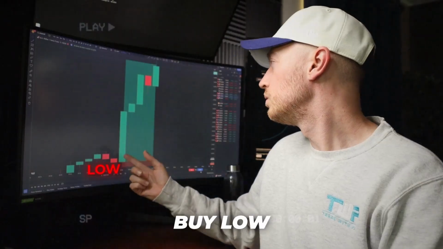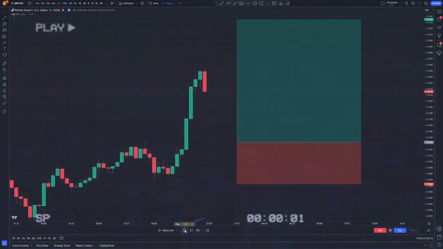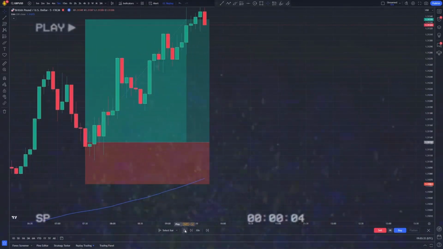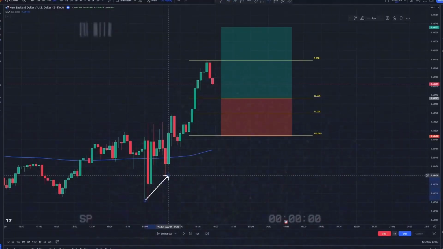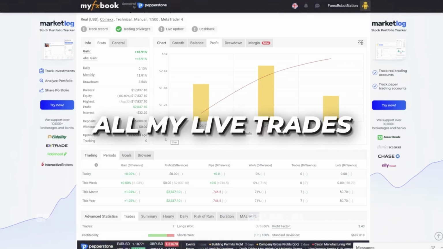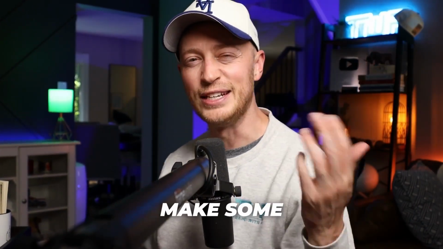3K every 3 days with one free indicator. Every trading expert always says buy low, sell high. To do this, you want to let price push up, then let price pull back. That's when you enter at the low and smash your take profit. Today, I'm going to show you how to do this consistently, show you all my live trades, and teach you every single trick that I know. So let's make some money.